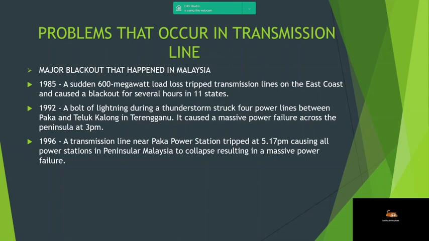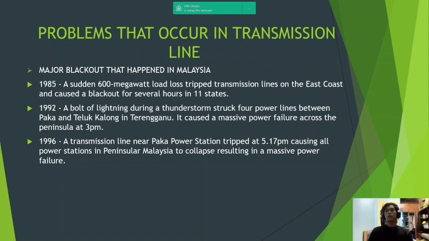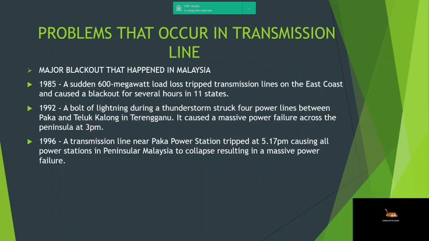The last one is in 1996, a transmission line near Paka Power Station tripped at 5:17 p.m., causing all power stations in Peninsular Malaysia to collapse, resulting in a massive power failure. So all these three events happened because of the factors I mentioned earlier, which are the lightning factor, typhoon factor, external damage factor, and component factor. All of these factors can cause a major blackout, which we don't want to happen.